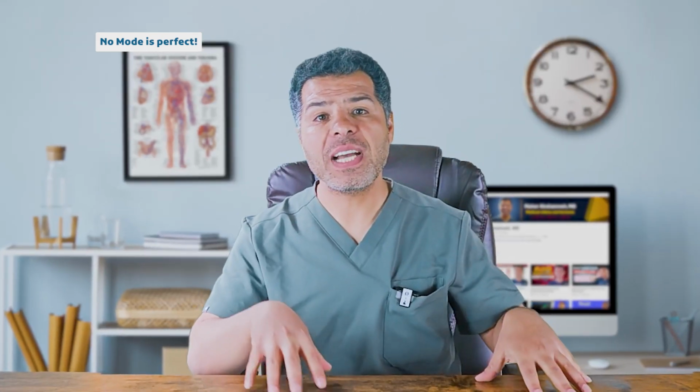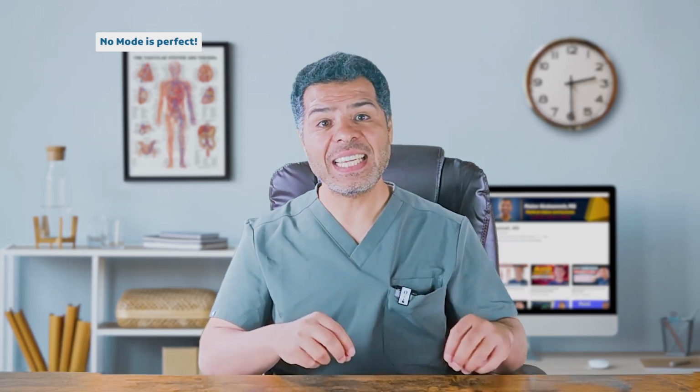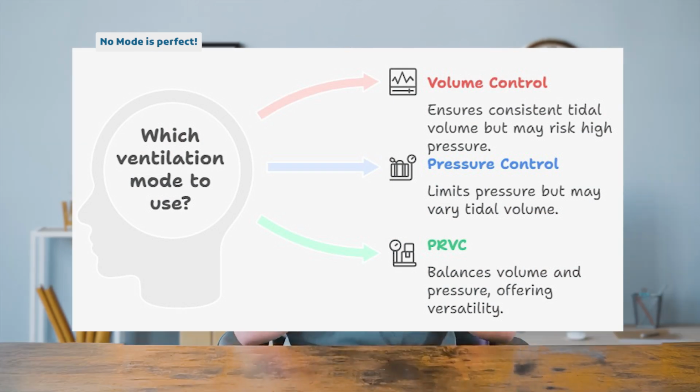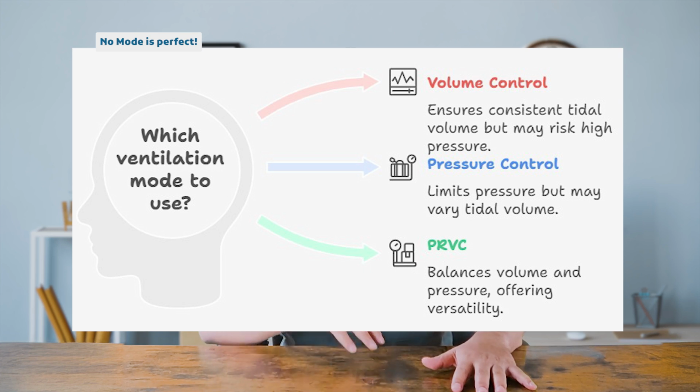Now, how about if I take the good stuff from each mode? For example, if I take the set tidal volume from the volume control mode and combine it with the controlled inspiratory pressure from the PC mode or pressure control. Well, that's exactly how PRVC, pressure regulated volume control, was born. In PRVC, you set the tidal volume you want to deliver, and you also provide a maximum pressure limit. This acts as a safety cap, not the actual pressure used in each breath.